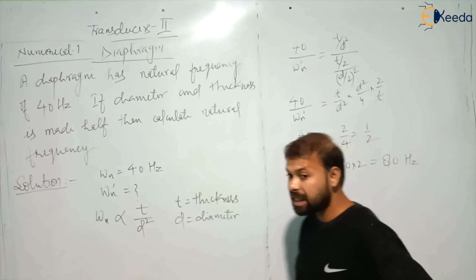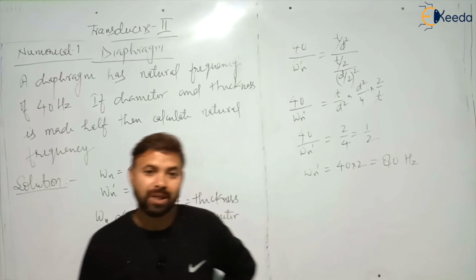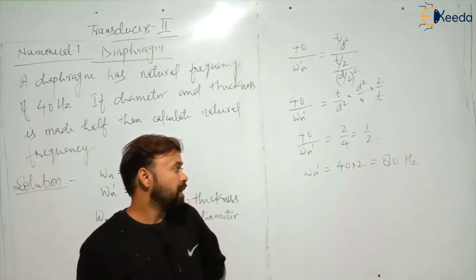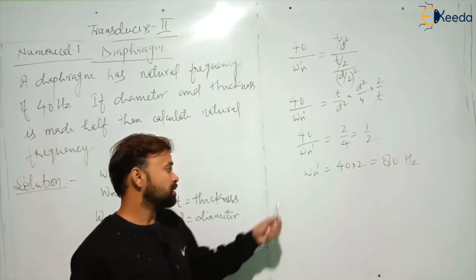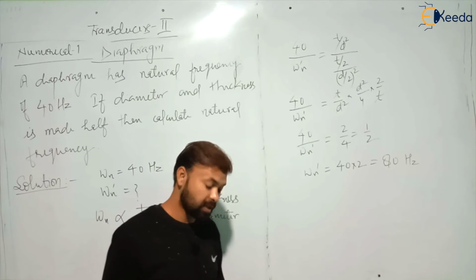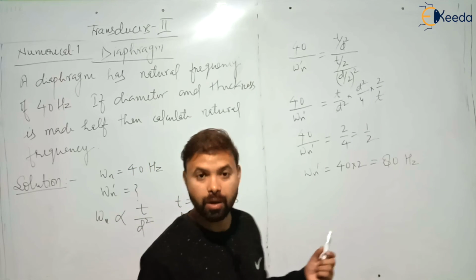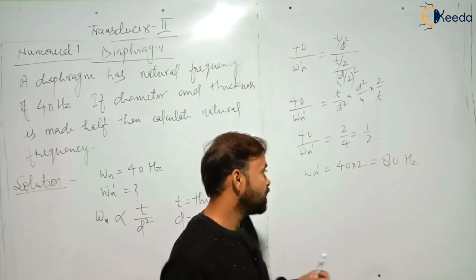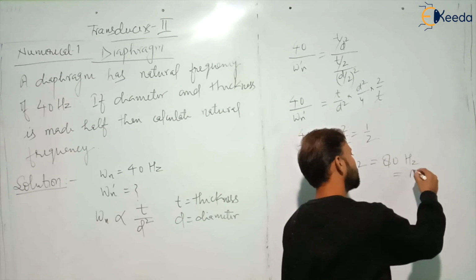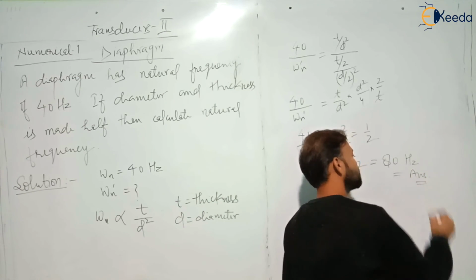So, if the thickness and diameter of the diaphragm are made half, then the natural frequency gets doubled. This is the conclusion of this particular question. Right? So 80 Hertz is your answer.